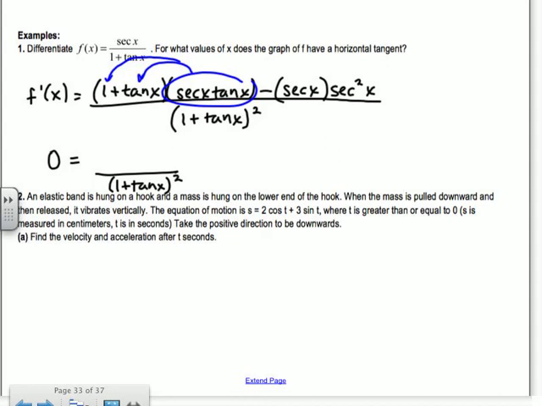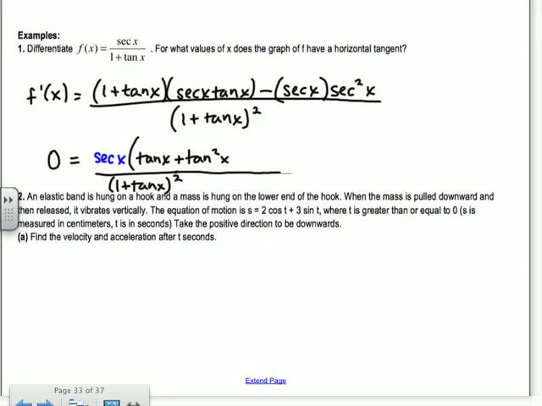But then did you see everything would have secant x? Okay, so we're going to use that. So we're going to pull out a secant x to the front. So when I do that, I'm going to have 1 plus tangent x times tangent. So let's go ahead and distribute the tangent. So I'm going to have tangent x plus tangent squared x minus secant squared x. You see that?